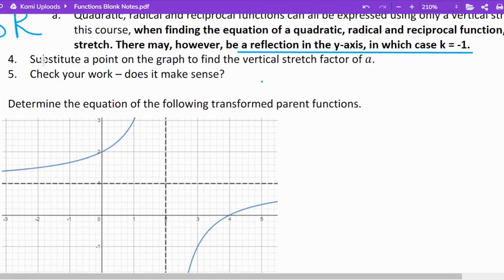And then to find the a value, we're going to substitute a point back into the equation. Then we're going to check your work. Does it make sense? The check your work is use your brain, use your critical thinking, which we are so good at. This is where you might want to do some parabola or radical aerobics to see, does it make sense?